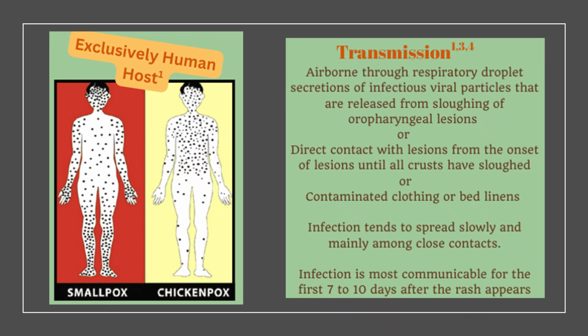Infection tends to spread slowly and mainly among close contacts. Infection is most communicable for the first 7 to 10 days after the rash appears. And in this diagram here, we see that, yes, it's an exclusively human host, but the rate of spread is called centrifugal spread, as it spreads in a circular fashion throughout the body: face, arms and hands, legs and feet. And so this is one way that healthcare professionals were trained to identify the difference between smallpox and chickenpox.